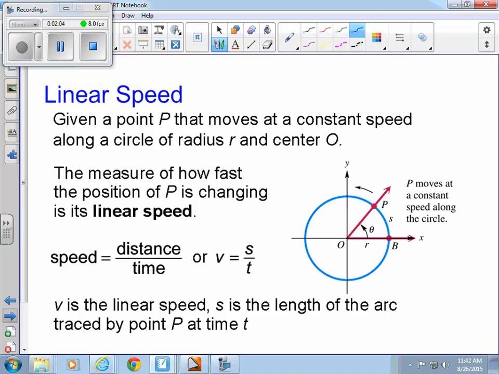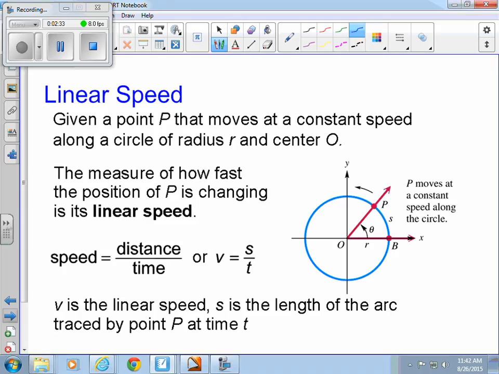Linear speed is how fast the particle is moving in distance over time units. So instead of angles over time, linear speed is distance over time. The notation for that is v. Why do you think they use v, you physics people? Velocity. And they use s for distance and t for time.